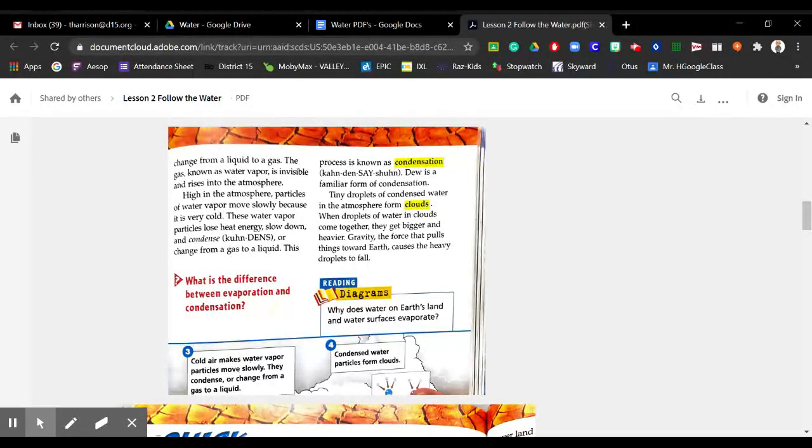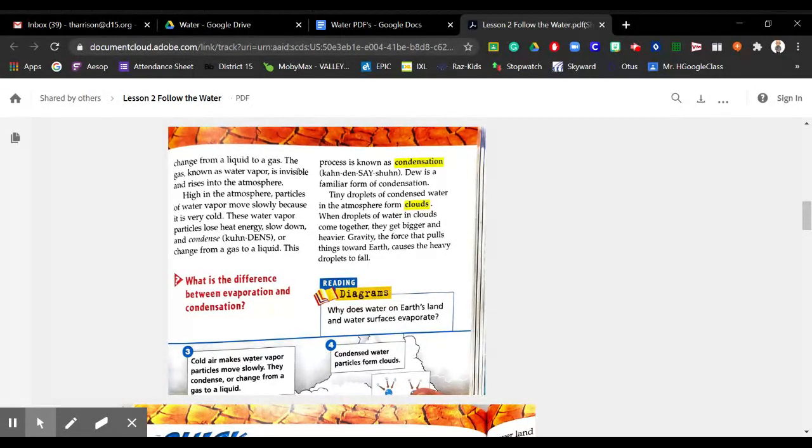High in the atmosphere, particles of water vapor move slowly because it is very cold. These water vapor particles lose heat energy, slow down, and condense, or change from a gas to a liquid. This process is known as condensation. Dew is a familiar form of condensation.